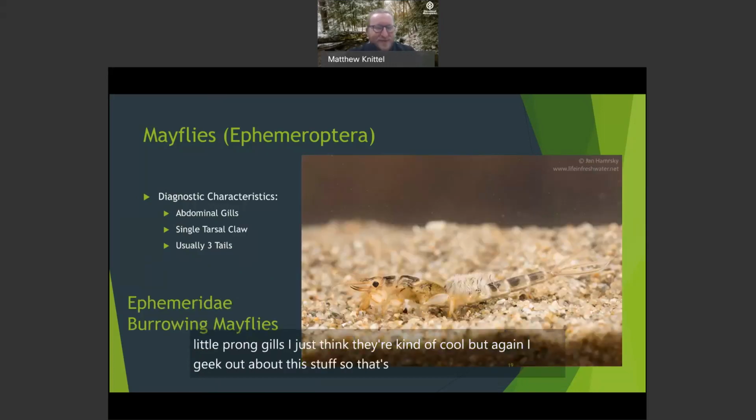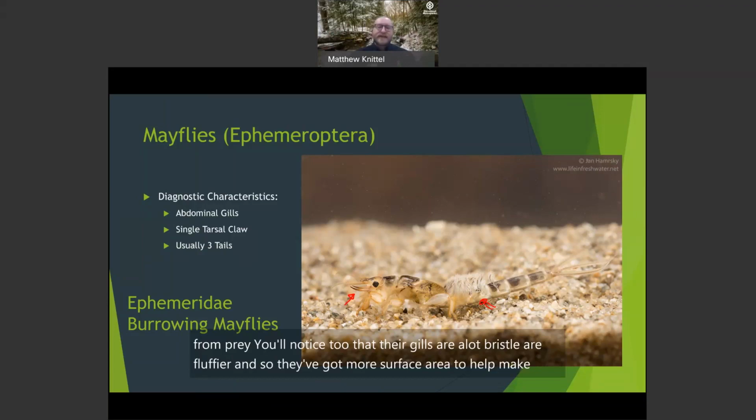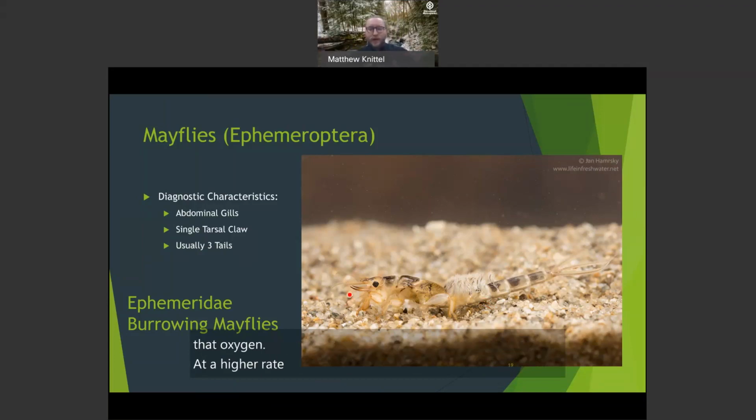These are another one of my favorites, the Ephemeridae, or the burrowing mayflies. These guys are extra awesome because you'll notice they actually have little tusks up front on their head there, and that's what they use to help kind of burrow into typically sandier sediments in order to hide from prey. You'll notice too that their gills are a lot bristlier, fluffier, and so they've got more surface area to help make it easier for oxygen exchange. Because if you're buried down under sediment, you really need to be able to access that oxygen at a higher rate than if you were just out in the flowing water.